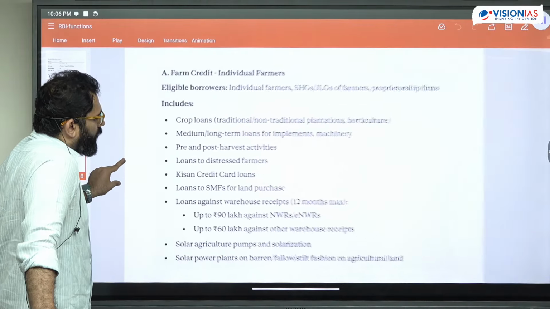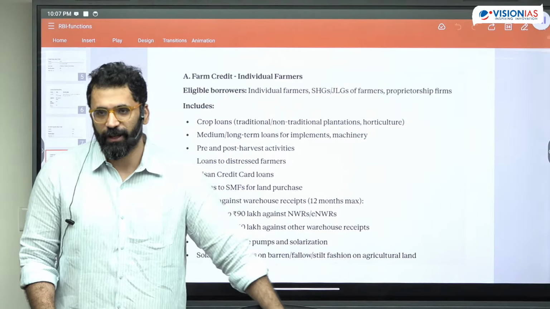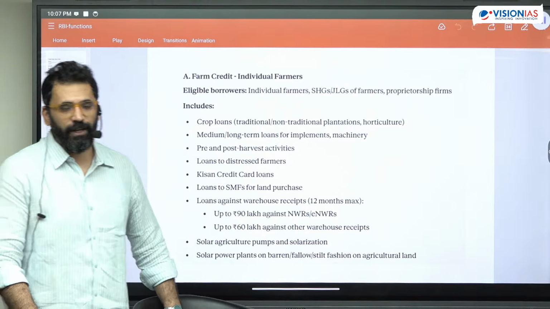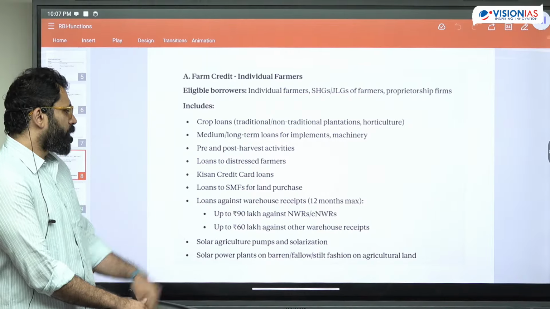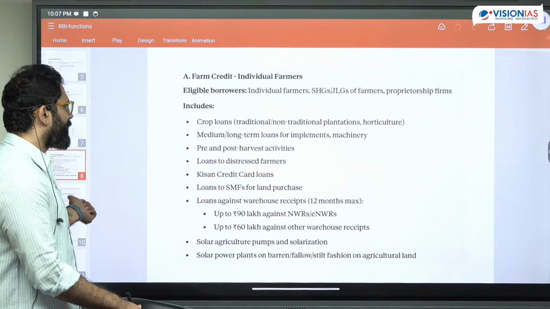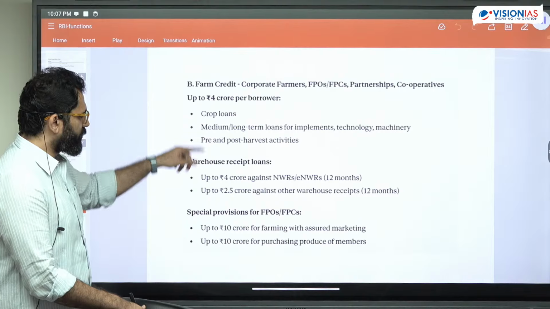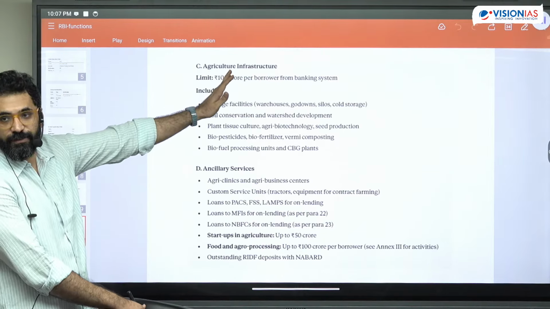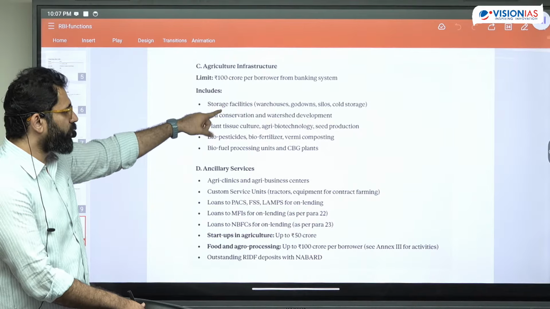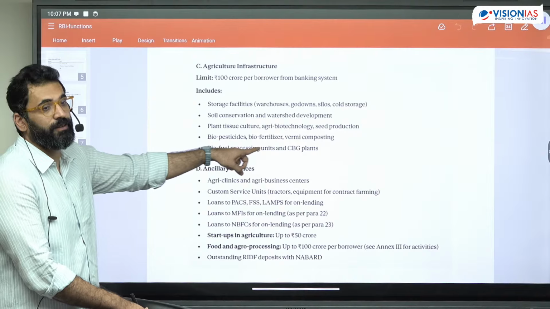What can be counted? Farm credit, just go over these particular heads so that you know what exactly is counted under all of these 8. First, in agriculture, eligible borrowers can be given loans for these activities. What is important here is this. Corporate farmers can get loans and this one. Agriculture infrastructure can get loans. Agriculture infrastructure where you have storage facilities, soil conservation, plant tissue culture, biopesticide, biofuel processing units and this.